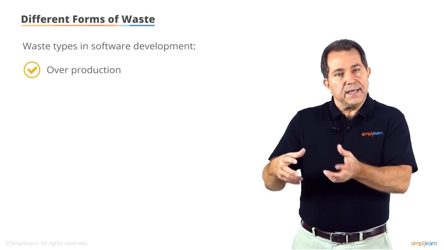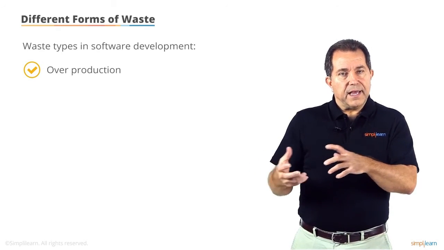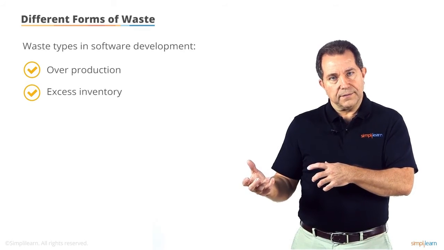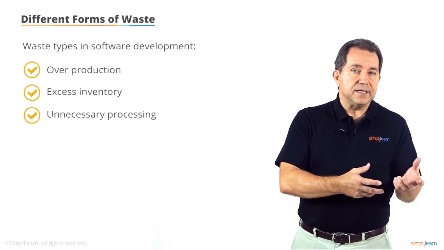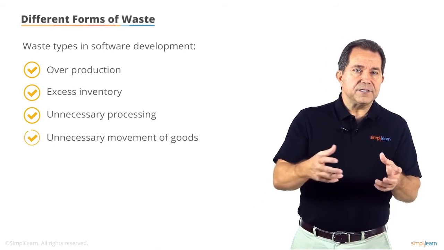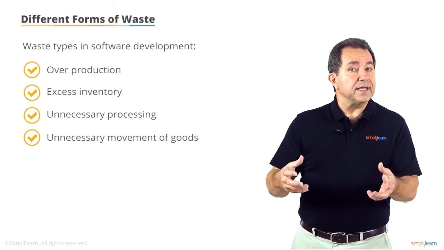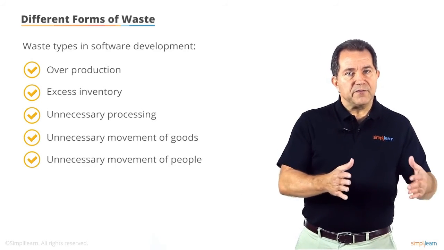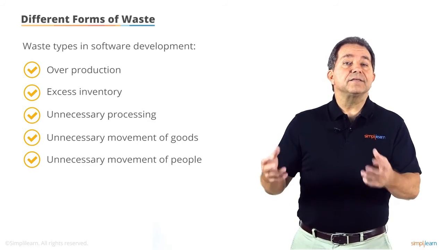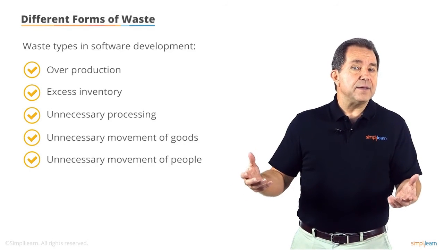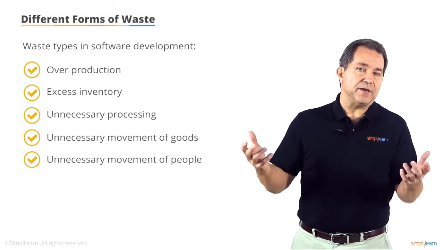Overproduction looks like extra features. Excess inventory looks like partially completed work. Unnecessary processing looks like extra processes. Unnecessary movement of goods looks like task switching. Unnecessary movement of people looks like endlessly splitting resources across teams. And then waiting time and defects are the same in both manufacturing and software development.